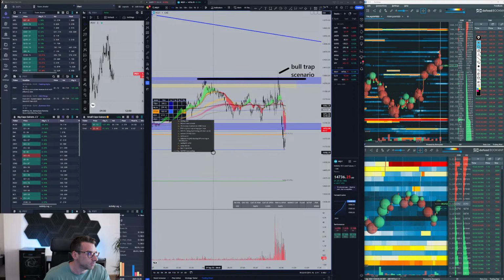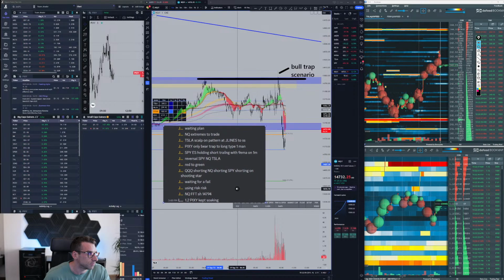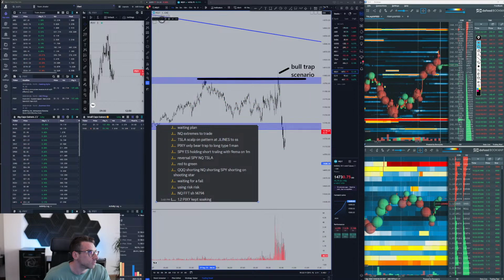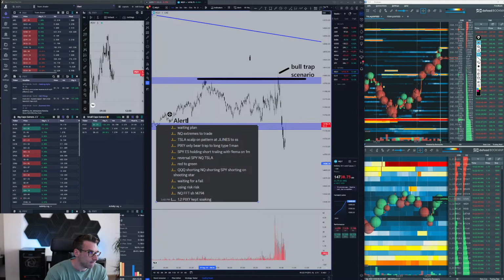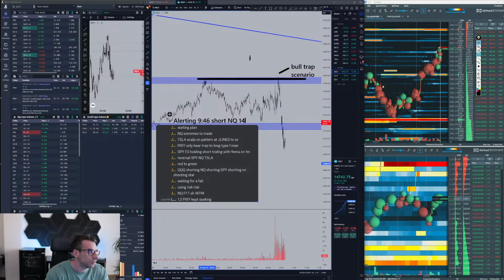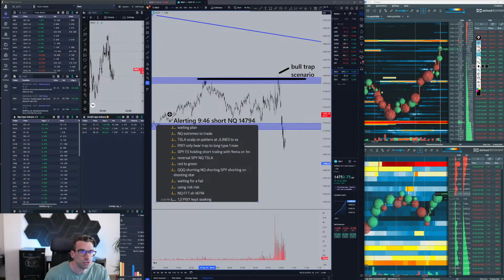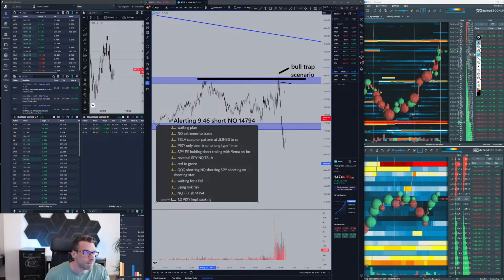This is our plan. We can cut all of this right now. Okay, this was our plan over here, and we were alerting 946 short NQ 14794. Not a bad play, traders, right? Not a bad play. So the trade exactly came over here. Short.